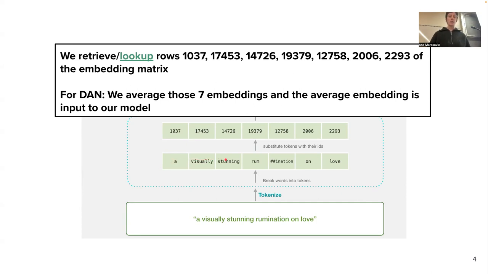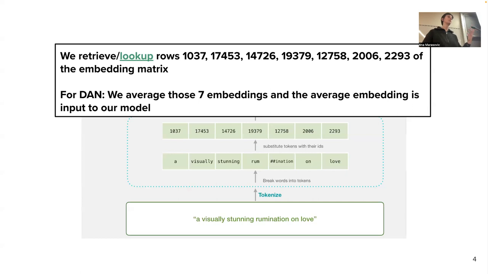When you tokenize, you get some tokens, and each token has its own index in the vocabulary. What we do next is a so-called lookup, which means you retrieve the row from your embedding matrix with that same index. Here we have a word "a" that corresponds to index 1037. You retrieve row 1037 from your embedding matrix, and that's the embedding for that specific token. That operation is called lookup, which is a common phrase you should be aware of.